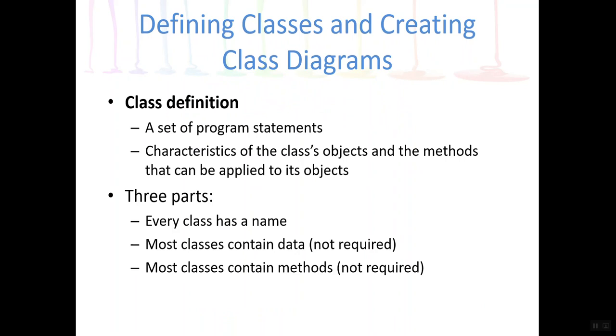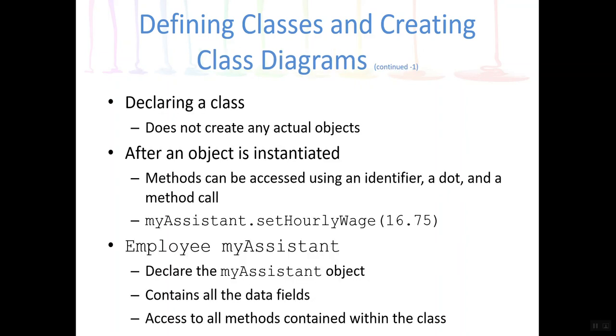So the class definition contains a set of programming statements, and we're going to see that it defines the class in three ways. Every class has a name. Most classes have data, though it is not necessarily required. And by the way, this data is what we referred to as attributes, instance variables, and fields in the last video. Most classes also have some methods that can do a set of actions. Again, those are not required in a class, but most classes have them.